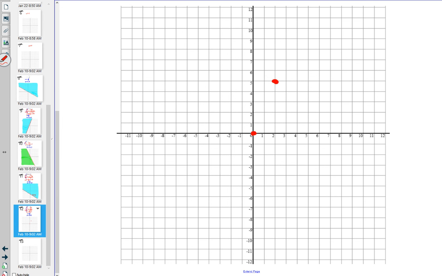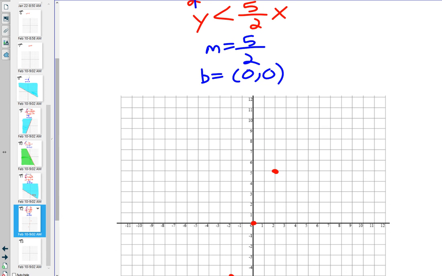Minus, down 5, left 2. Jonathan, solid or segmented? It's going to be segmented. Good.